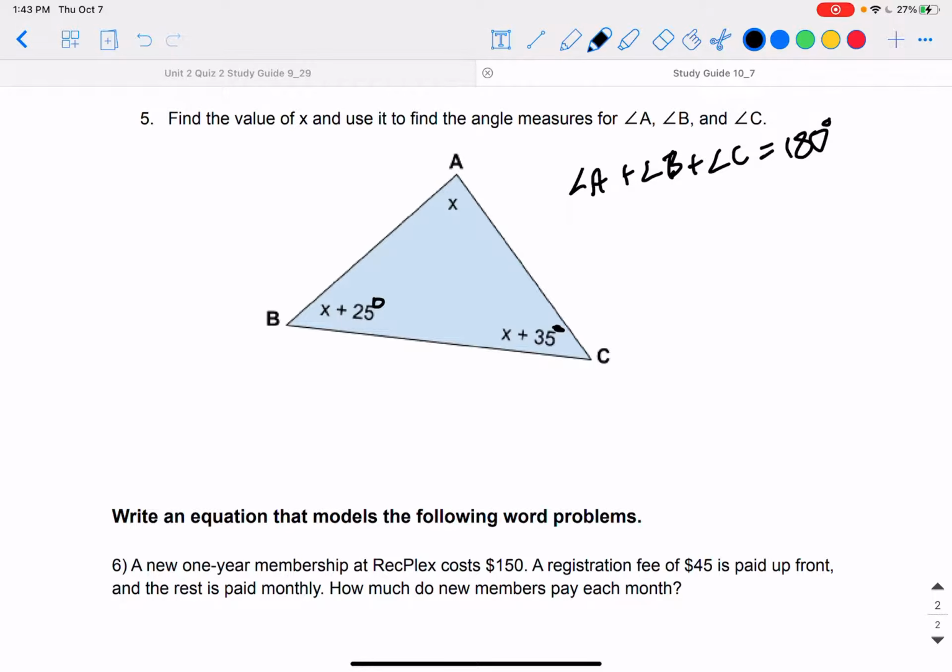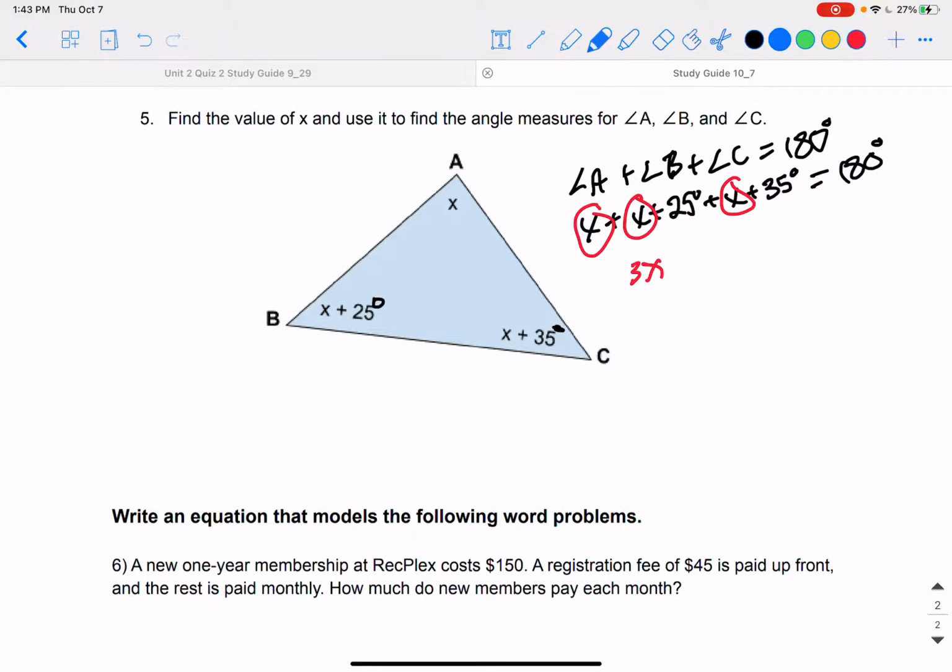I know that A is x. I know that B is x plus 25 degrees. And I know that C is x plus 35 degrees. And then I'm just bringing down the 180. So what I want to do is combine like terms. I have x, x, and x. When you add them all up, it gives you 3x.